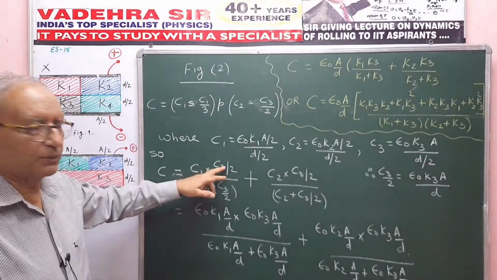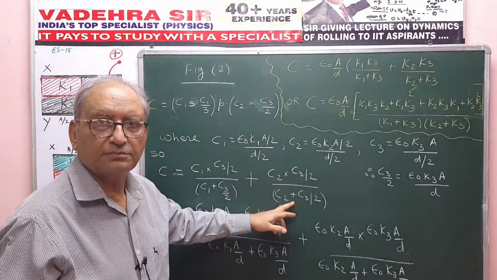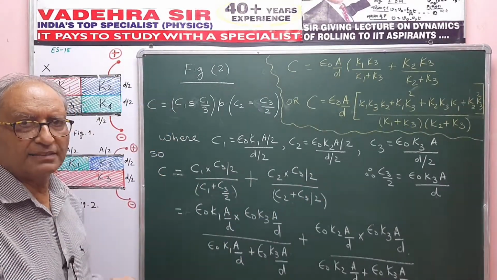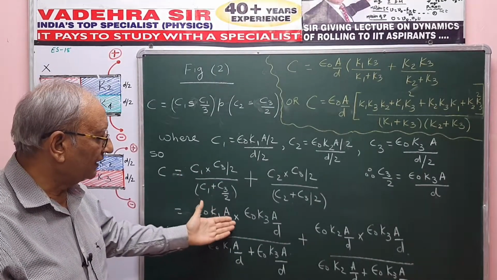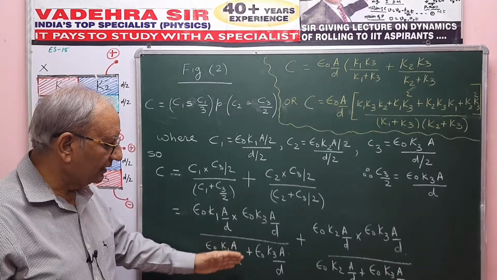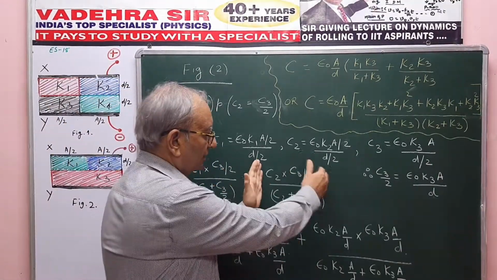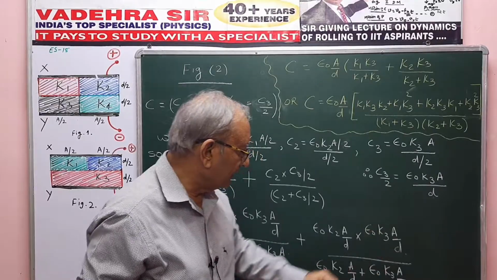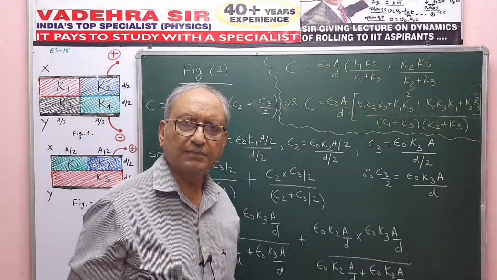C1 series with C3 by 2, product upon sum. C2 series with C3 by 2, product upon sum. And this whole block parallel to this block, I just add. Simple maths now. The main concept I have already given to you. So epsilon naught kappa 1 A by D into epsilon naught kappa 3 A by D divided by epsilon naught kappa 1 A by D plus epsilon naught kappa 3 A by D, plus this whole thing which was in series: epsilon naught kappa 2 A by D product epsilon naught kappa 3 A by D upon epsilon naught kappa 2 A by D plus epsilon naught kappa 3 A by D.